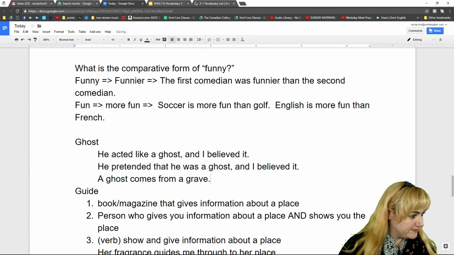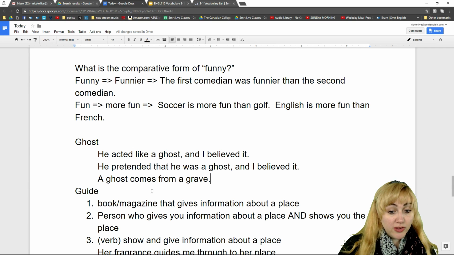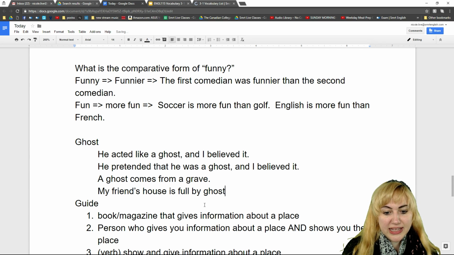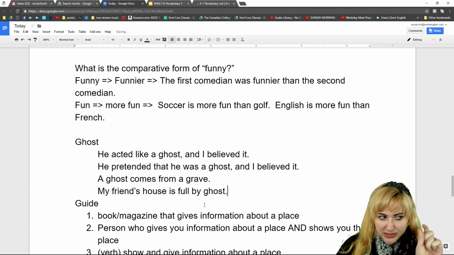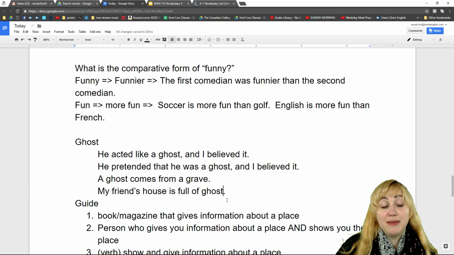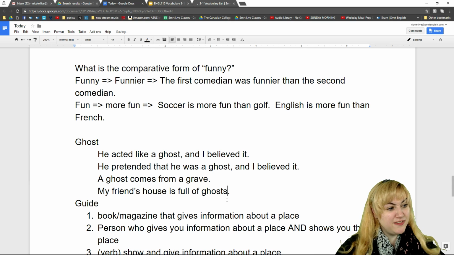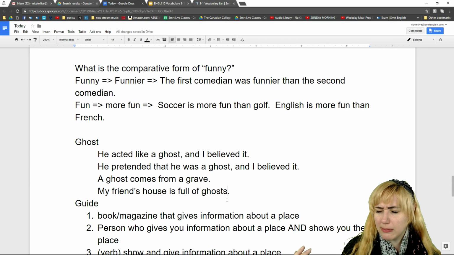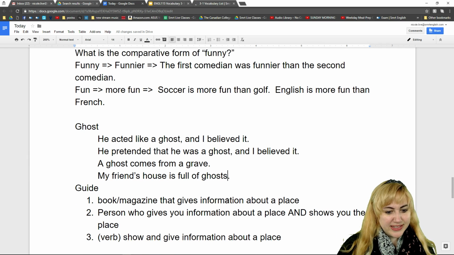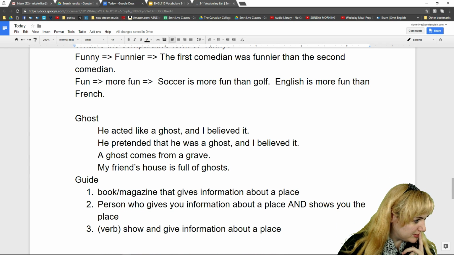So good. My friend's house is full by ghosts. Oh no. My friend's house is full by ghosts. I'm just going to change two little things here. So by, I'm going to say of, and then ghost, I'm going to make it plural, because if it's full, it probably has many, many ghosts. All right, so let's see more examples.